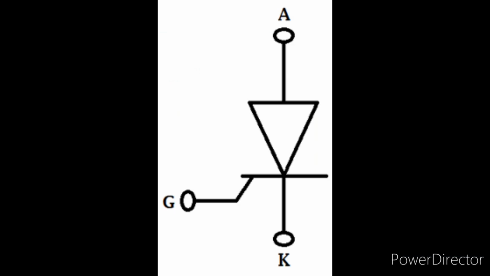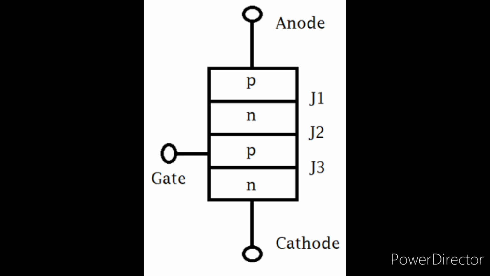This is a symbol of a thyristor. A thyristor has three terminals: anode, cathode, and gate. Like a diode, where the current flow is unidirectional, a thyristor is also a unidirectional device, which means current flows only in one direction. This is a schematic diagram of a thyristor.